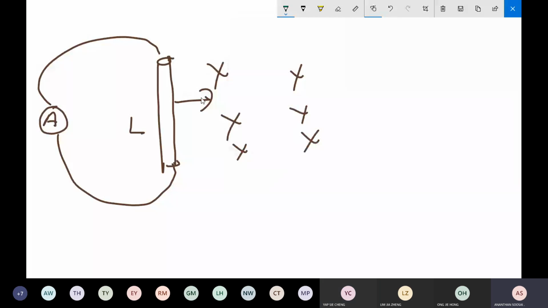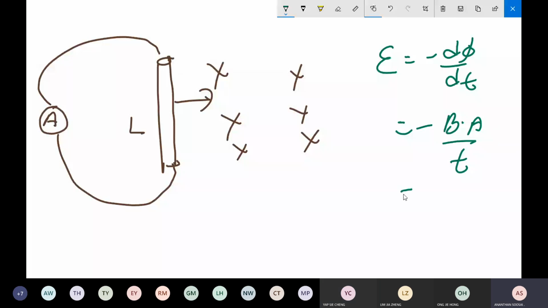This bar experienced changes in magnetic flux. So what is the EMF induced by this bar? It is the rate of change of magnetic flux, negative. It's B dot A. N is 1 because only one conductor. B dot A over T. But what is the area here?